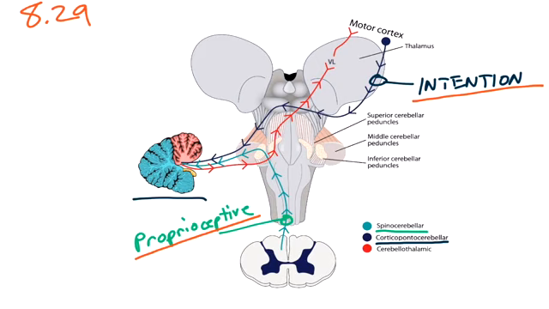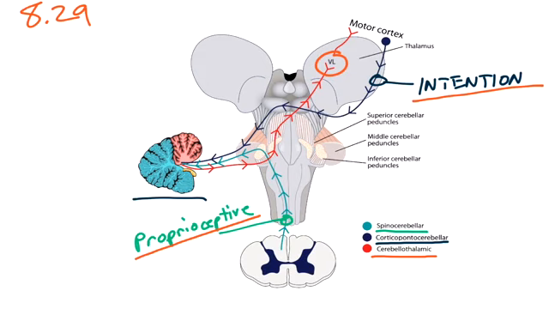This brings us to the red line, the cerebellothalamic tract. Now this is where the cerebellum will send information to the ventral lateral nucleus of the thalamus, which will then go to the motor cortex. Now the motor cortex can then fine-tune its movements, leading to even greater precision because of the information that the cerebellum provided.